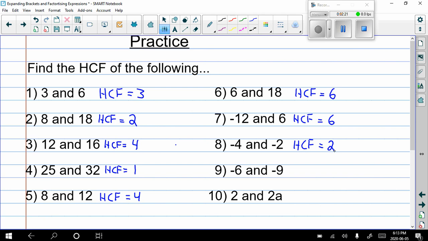The highest common factor of 6 and 9 is simply 3. And lastly, our highest common factor of 2 and 2a is just 2, right? Because our highest common factors, we think of them as just our numbers. When we talk about factoring out variables, that is 2 videos from now, where we'll start to talk about factoring out variables by themselves.